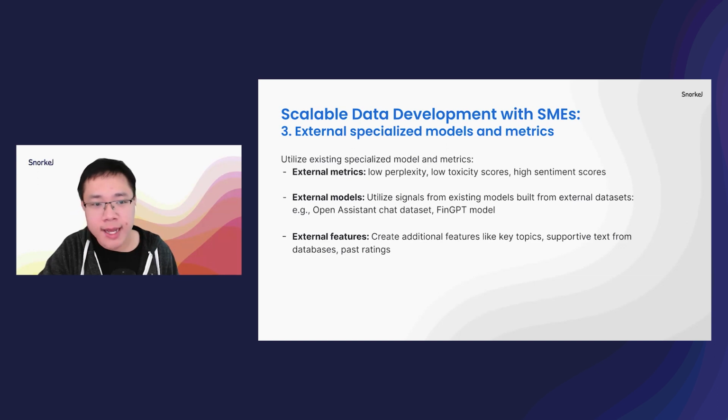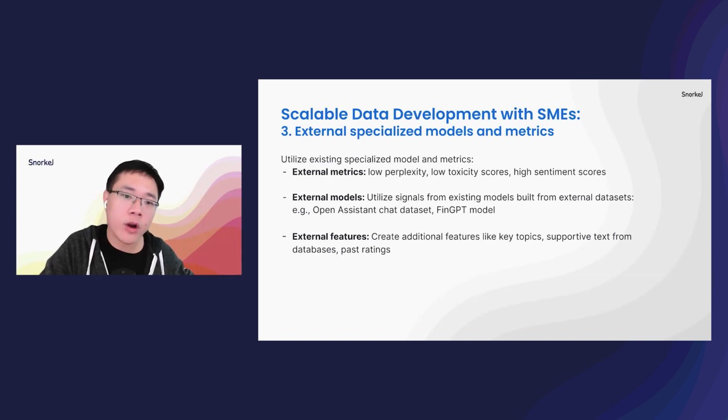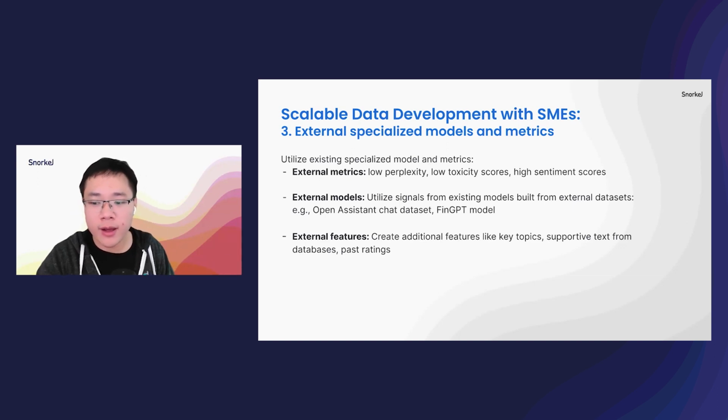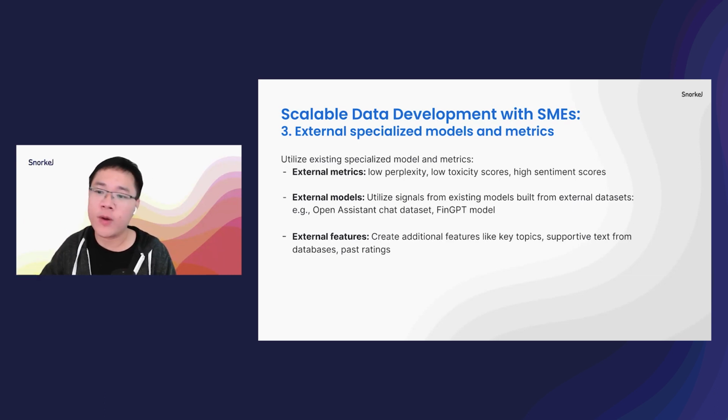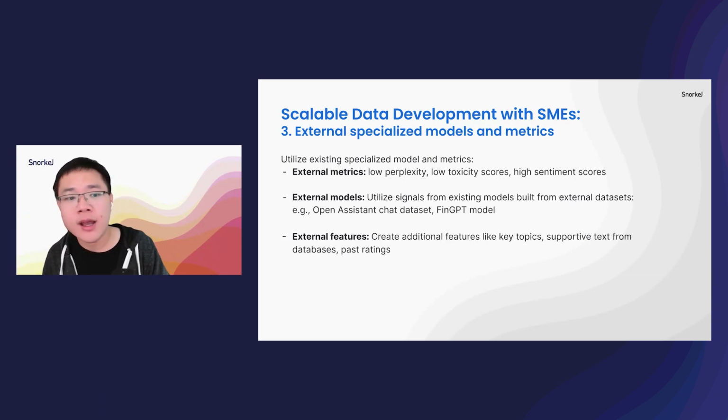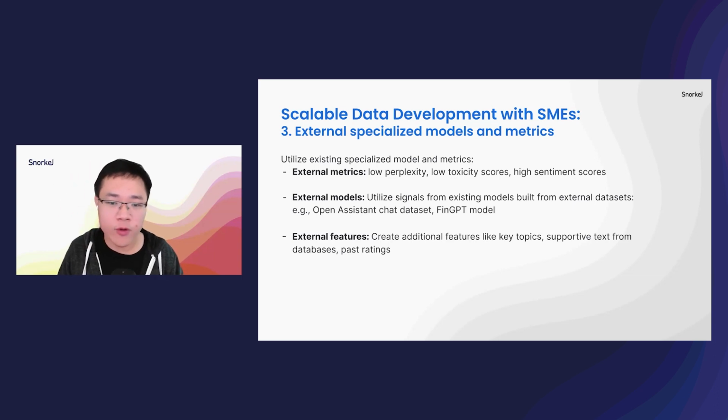Finally, you can also utilize existing models if you already built them before, or if you have metrics in mind. So for example, you want low perplexity, you want a low toxicity score because you don't want any toxic response. You want a high sentiment score because you want customers to be happier. You can use external models if you already built them, or different teams already built some existing models. So you can always reuse them.